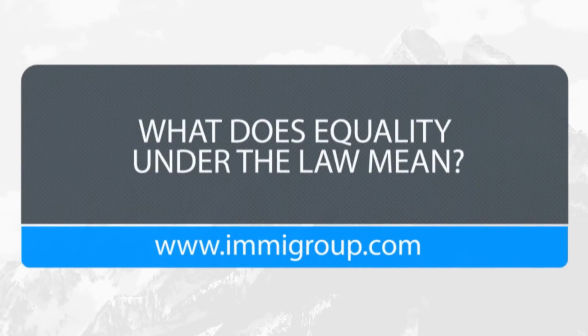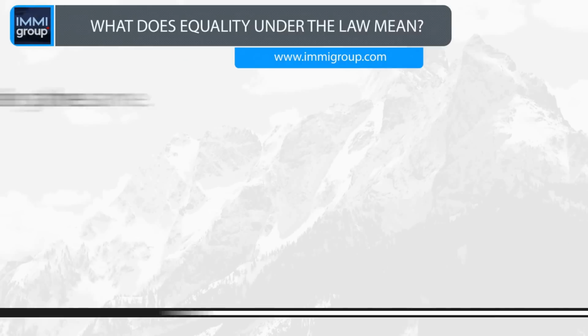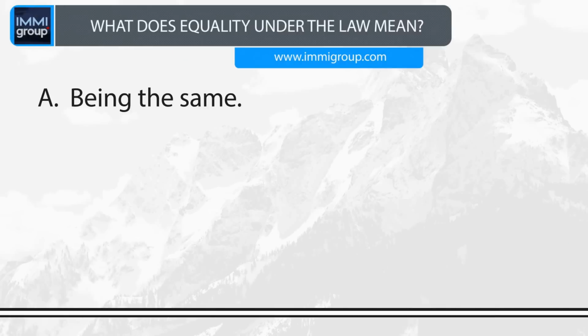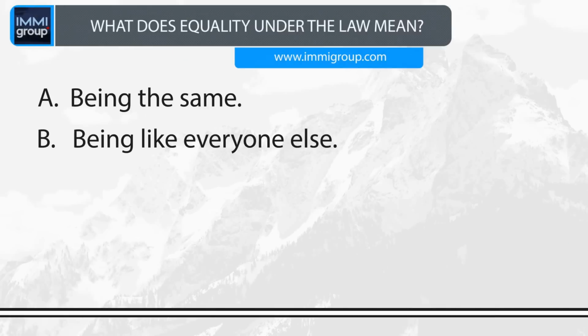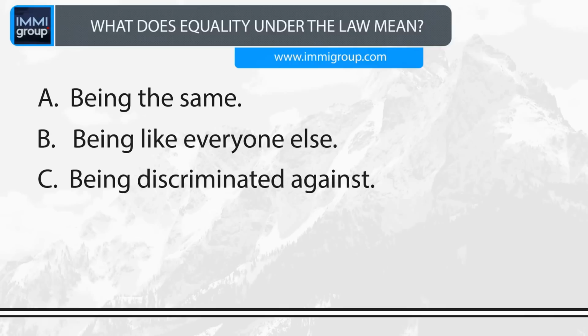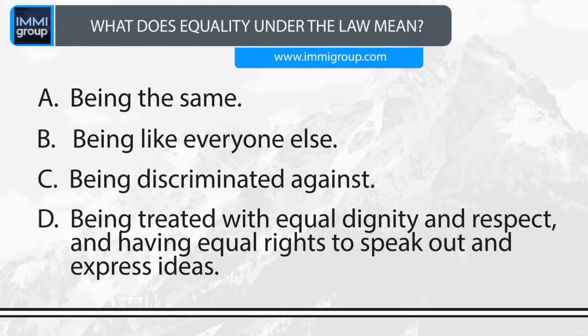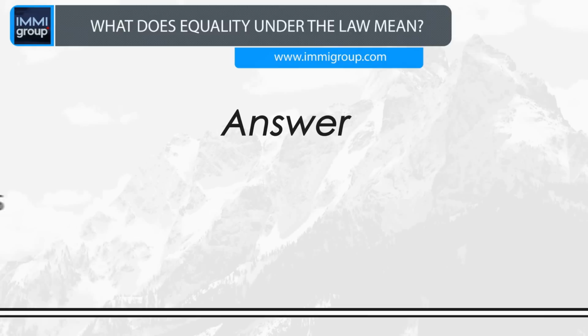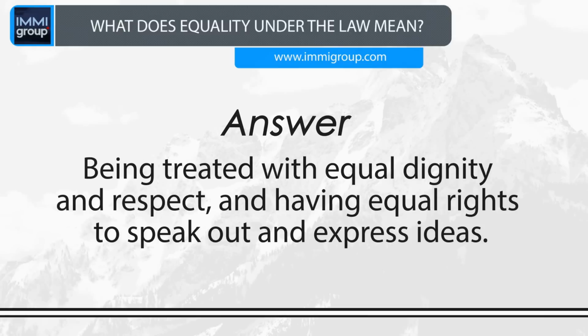What does equality under the law mean? A. Being the same. B. Being like everyone else. C. Being discriminated against. D. Being treated with equal dignity and respect and having equal rights to speak out and express ideas. Answer: being treated with equal dignity and respect and having equal rights to speak out and express ideas.